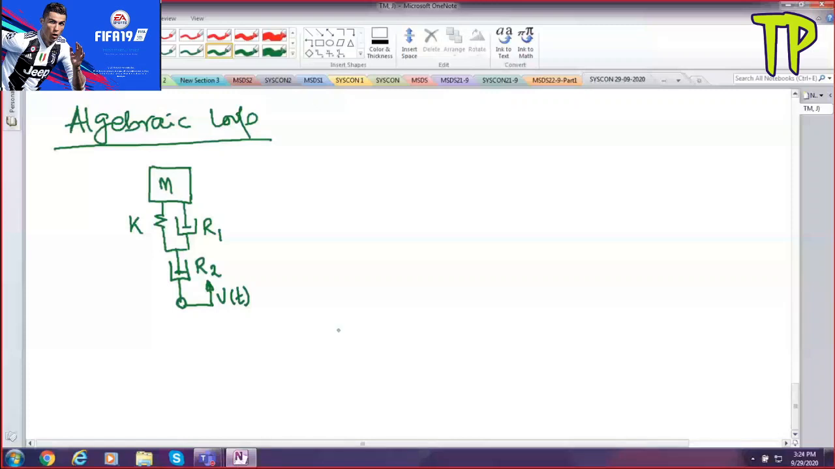Okay. So we have a mass. We have one spring parallel with a damper. Then below that there is another damper. And we have a ground excitation below. So very simple one. Its model is also easy.